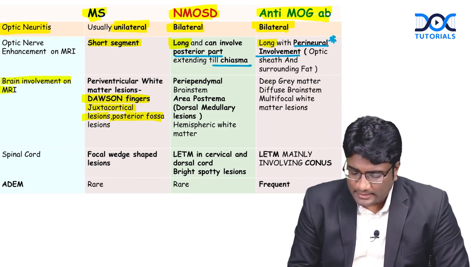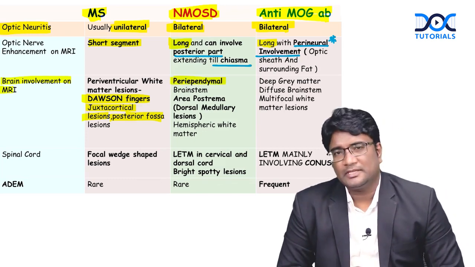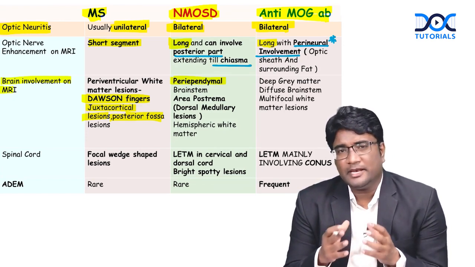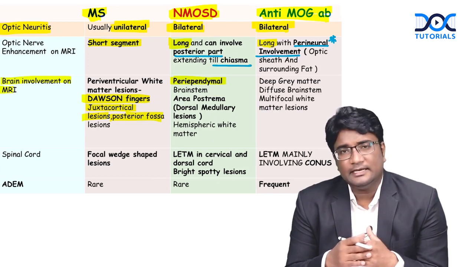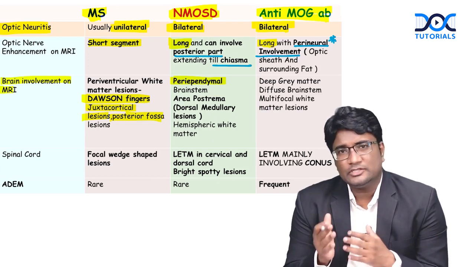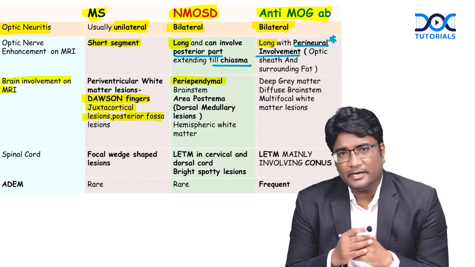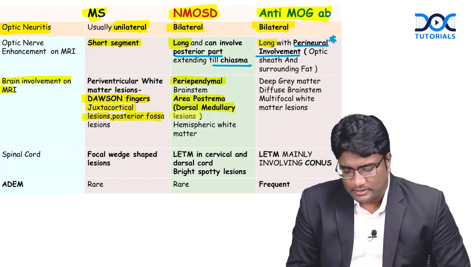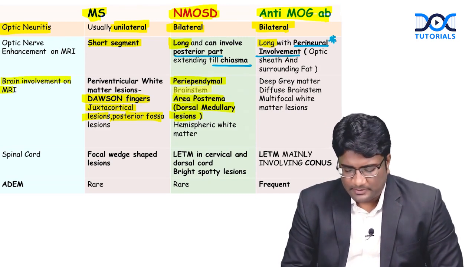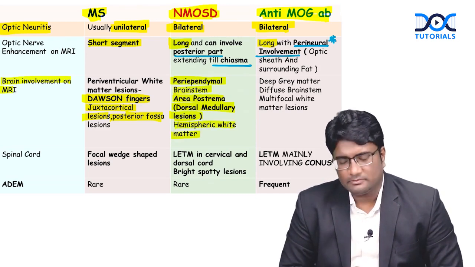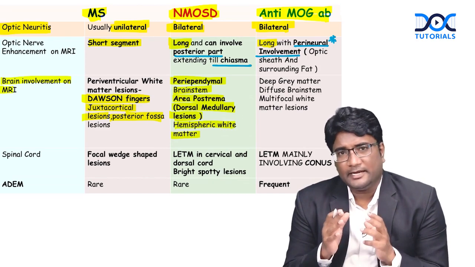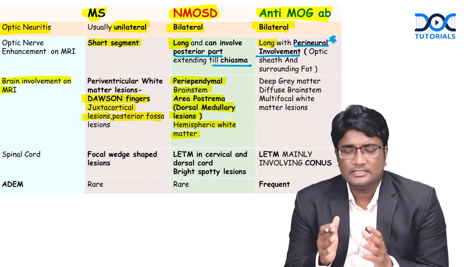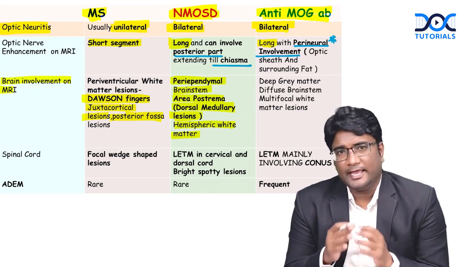In NMO, there are periependymal lesions. Remember the aquaporin 4, this is abundant around the periependymal region. And that is the reason in NMO you see the lesions in the brain, especially around the periependymal area, the area postrema, the dorsal aspect of the medulla, the dorsal medullary lesions. The brainstem may be affected, hemispheric white matter lesions may be seen, but mainly periependymal areas, the area postrema, the dorsal medullary area; this involvement is very specific for NMO.